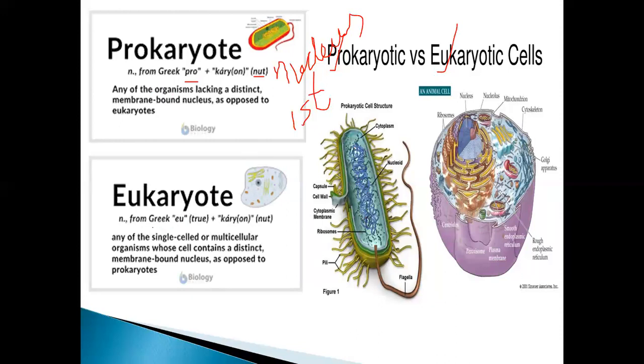Eukaryote is also a Greek word, and eu means true, karyon means the same nut or nucleus. So it means it has a true nucleus. These organisms, whether they are single-celled or multicellular like human beings, have cells with a proper nucleus which has an outer membranous structure like this. Here you can see the difference. Here there is no proper membrane like this around the DNA, but here we have it, and it is a ball-like structure.